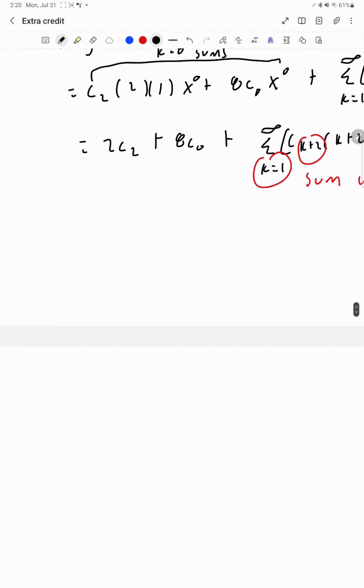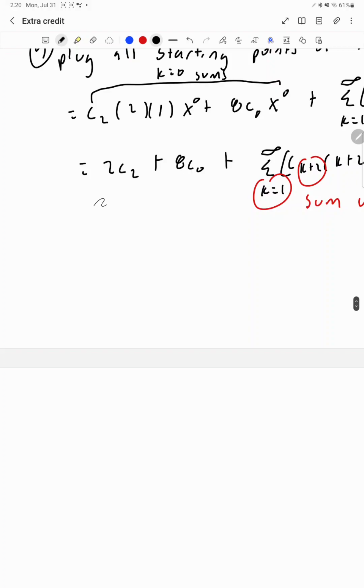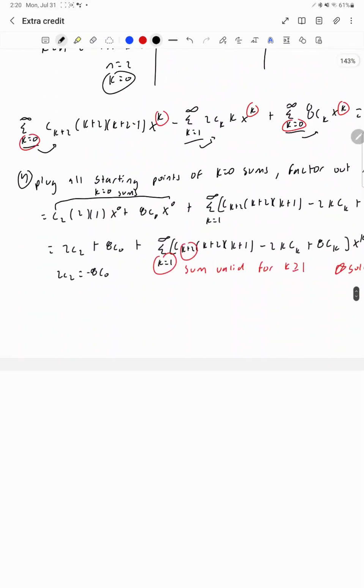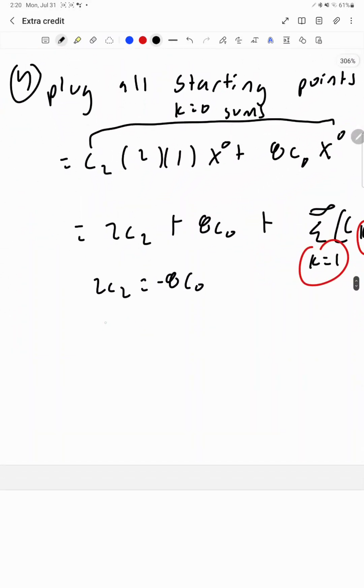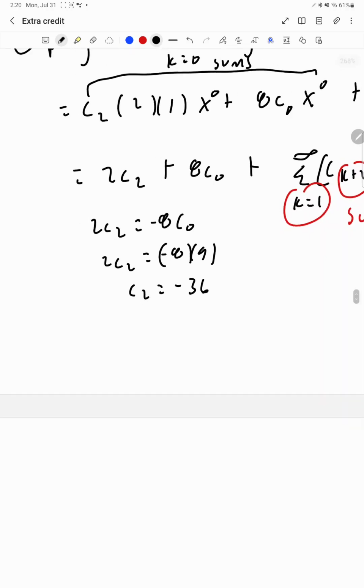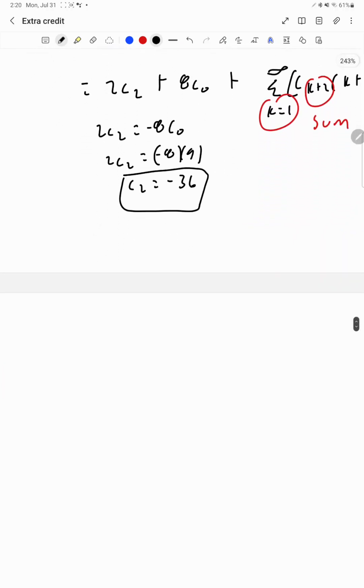So our fifth step is, actually we're going to plug in c2 equals 8c naught, because we already found c naught over here. So c naught equals 9. So 2c2 equals negative 8 times 9. So then c2 equals negative 36. So we're going to keep that in mind as well.